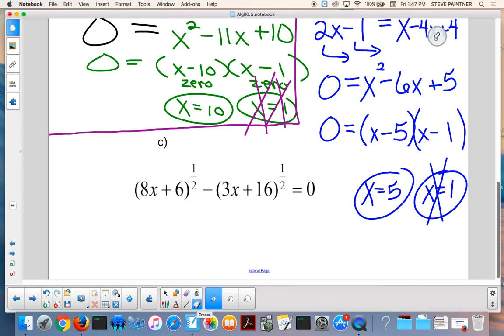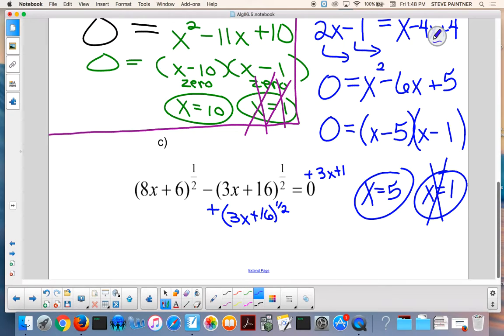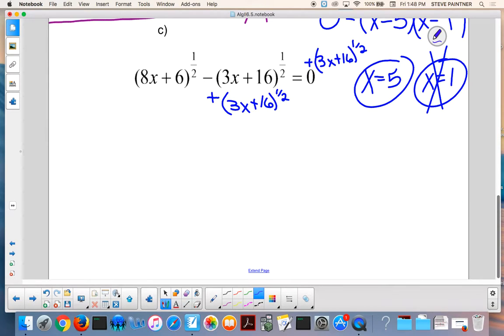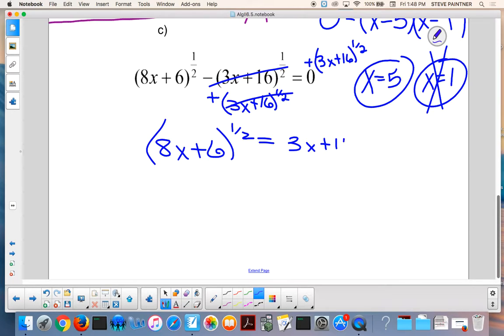If you want to move this radical over there, since it says minus, what's the opposite? Plus. So you'd add (3x plus 16) to the 1/2 to this side. Now these are opposites, so they just cancel. (8x plus 6) to the 1/2 equals 0 plus that. Wouldn't that just be (3x plus 16) to the 1/2? Yeah. Okay. Now what?